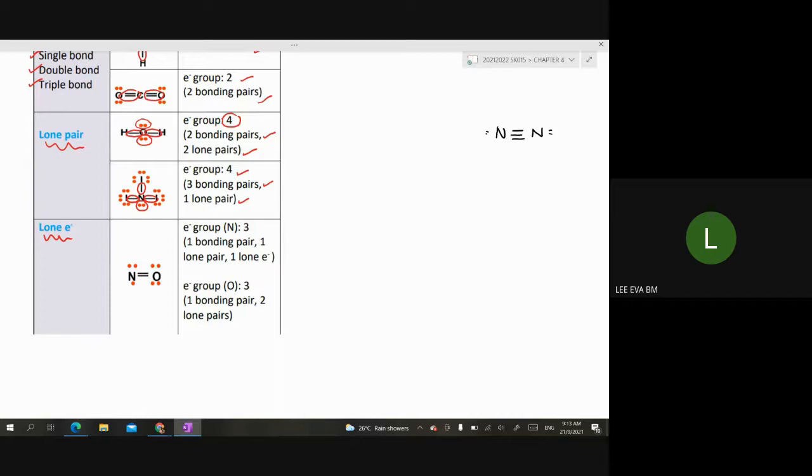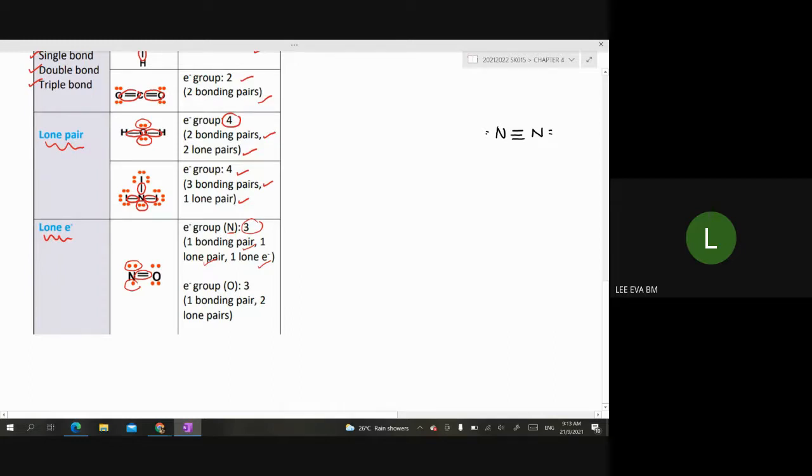Okay, so if you look at NO, nitrogen monoxide, here we don't have the central atom. Sebab 2 atom saja, kita tak dapat nak bezakan siapa center. So kita akan ambil kira kedua-dua atom. So if you look at nitrogen first, we have 1 group, 1 lone pair, and then 1 lone electron. So kalau fokus pada nitrogen ya, 1 bonding pair, 1 lone pair, 1 lone electron. Jadi dia adalah 3 electron group.